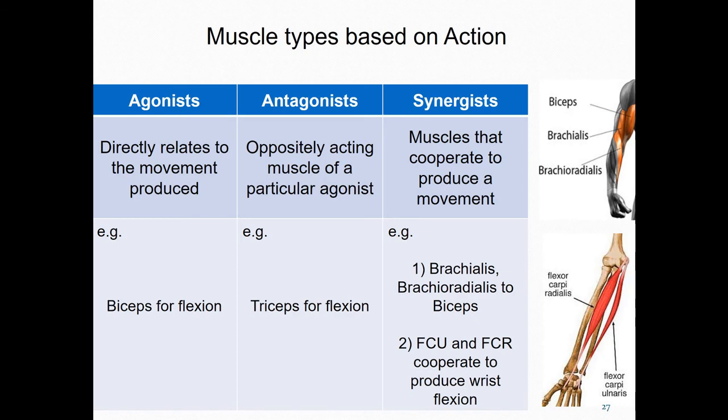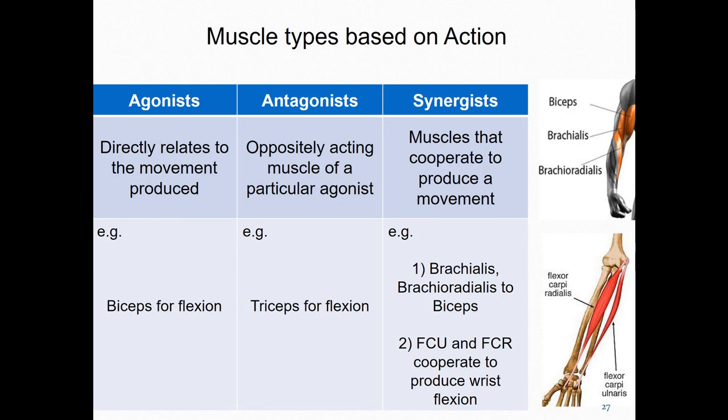We can distinguish muscles based upon the actions that they facilitate. Here we see some different classifications of muscles. Muscles that are agonists act in a way that correspond most directly to the movement that is produced. The biceps is the agonist that moves the elbow into flexion. Muscles that are antagonists act in opposition to agonists. For example, in elbow flexion, the action of the triceps will act in opposition to the action of the biceps.